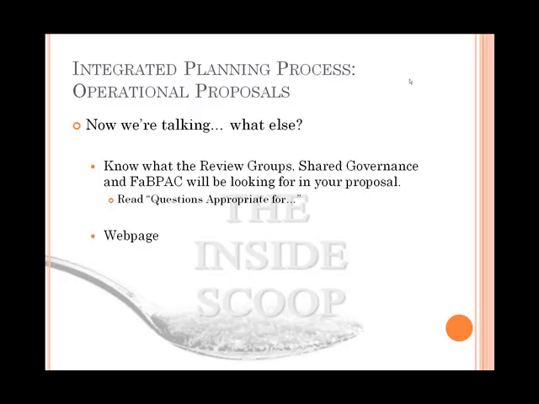Anything else I should know as I go forward with a proposal that might help its success? Well, I think it would be very useful for someone with an idea, putting forward a proposal, to take a look at what the other groups are going to be using to evaluate your proposal. Each review group, the Shared Governance Council, FabPack, all have various criteria and information they're looking for in the proposal. If you can sort of beat them to the punch, and address those issues up front, it'll make that proposal much easier and smoother to move its way through.